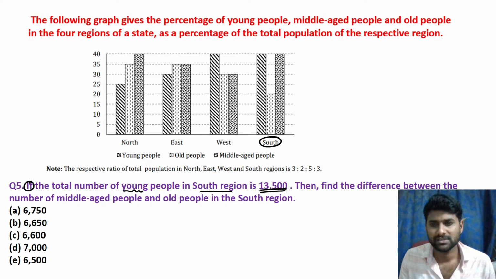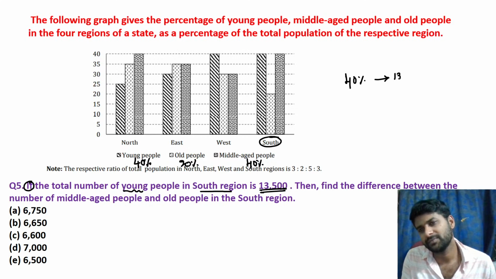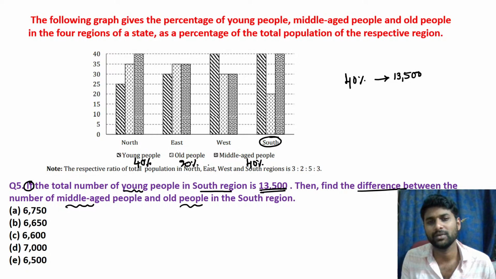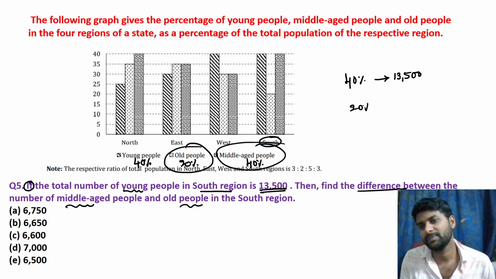In the South region, for young people we have 40 percentage, old people we have 20 percentage, and middle-aged people is 40%. Here the comparison: young people means 40 percentage value. So 40 percentage value becomes 13,500 as per the data. Now you have to find the difference between middle-aged people and old people. So the middle-aged people and old people have a difference of 20 percentage.